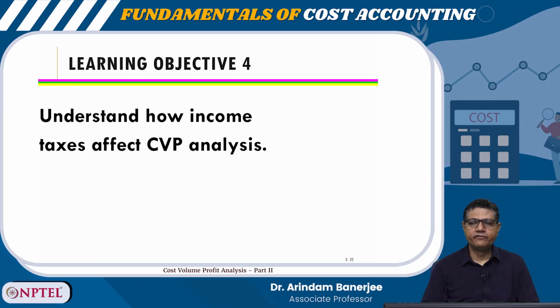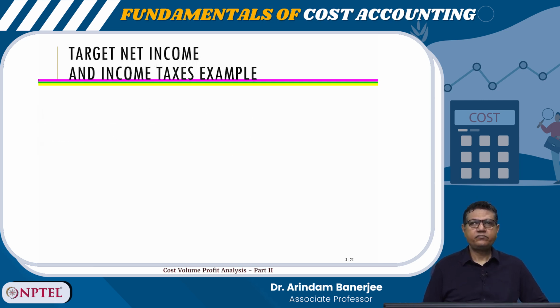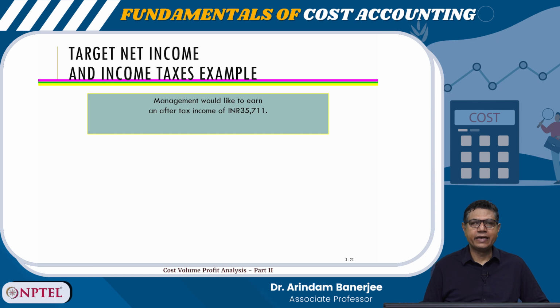The learning objective 4 under CVP analysis is to understand how income taxes affect the CVP analysis. You must have remembered that last time, in the previous example, we ignored the presence of income tax. So now we are adding one more element here, that is the element of income tax. For that, we can take an example.